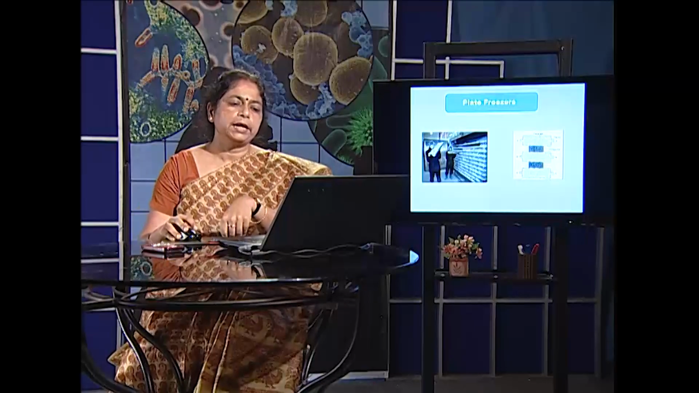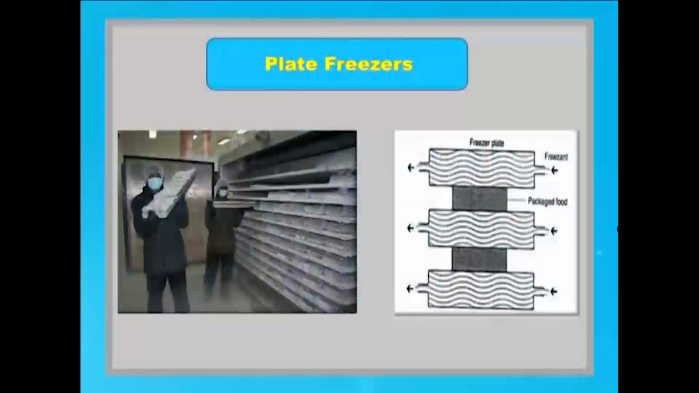There is another freezer kept in the industry and that is called plate freezers. In the case of plate freezers, we have frozen plates which are stacked one upon the other, and between these two frozen plates we keep the packaged food material which is going to be preserved. So the food materials should be packaged before going for preservation in the case of plate freezers. Here we can see the picture of the plate freezers, which are again maintained at extremely low temperature.